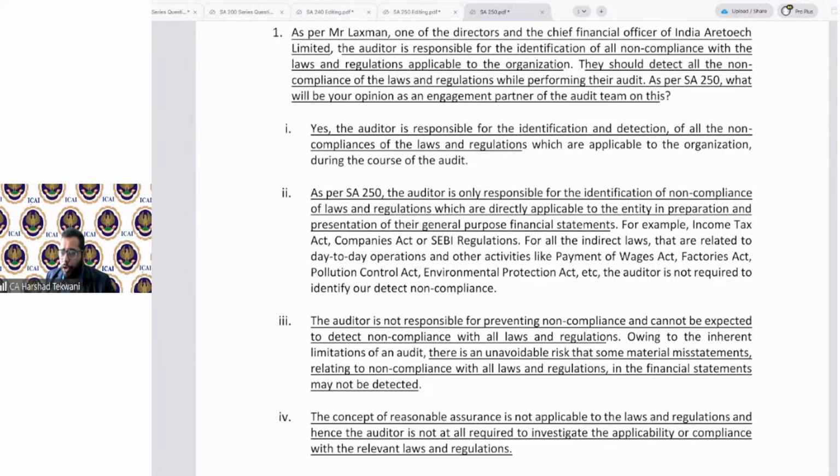Come on, guys, I'm waiting for your answer. So you need to choose whether it is required by the auditor to identify and detect all the non-compliances, or I just need to identify and detect non-compliance with respect to the laws and regulations that have a direct impact. Which non-compliance am I required to look into? And if you are selecting any option, the answer should include why you are selecting that option. You need to provide the reason.